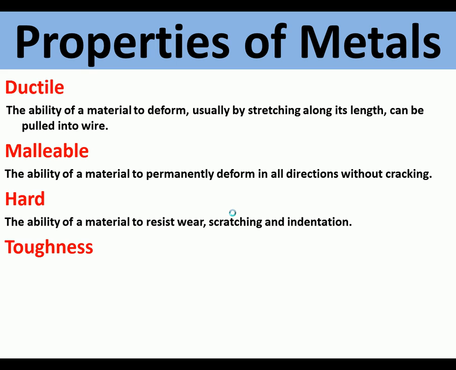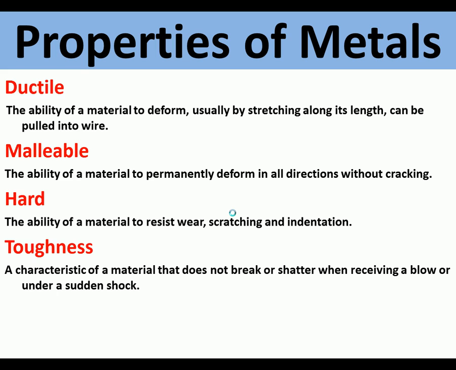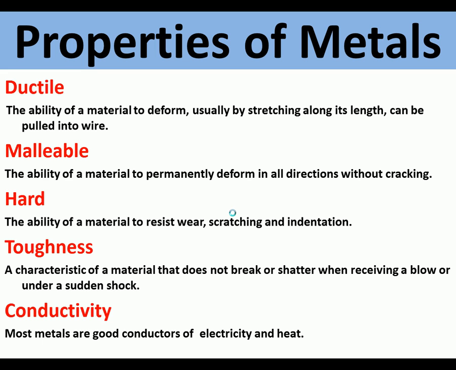Hard is the ability of a material to resist wear, scratching and indentation. Toughness is the characteristic that the material does not break or shatter when receiving a blow or under shock. And conductivity, of course, is the conductivity of electricity and heat. It is important to be aware of these properties when you're answering exam questions for A2.